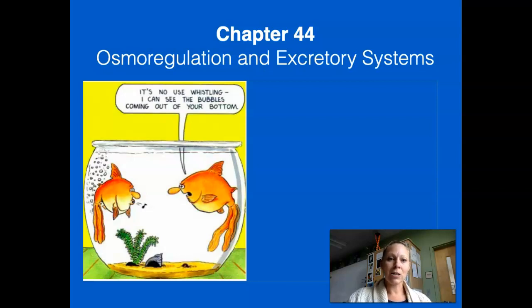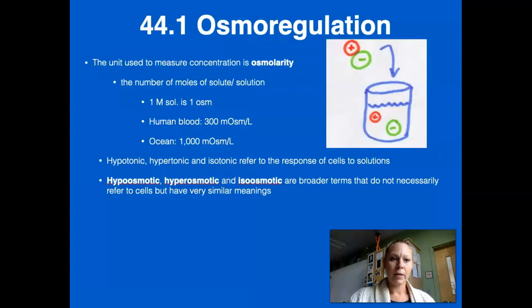So let's get started talking about osmoregulation and excretory systems. The unit of measurement that we use to measure concentration in osmoregulation is the osmol, which is 1 mole, which is a 1 molar solution, or 1 osmol. And so human blood, just to give a relative perspective, is 300 milliosmoles. The ocean, a bit saltier, is 1,000 milliosmoles.